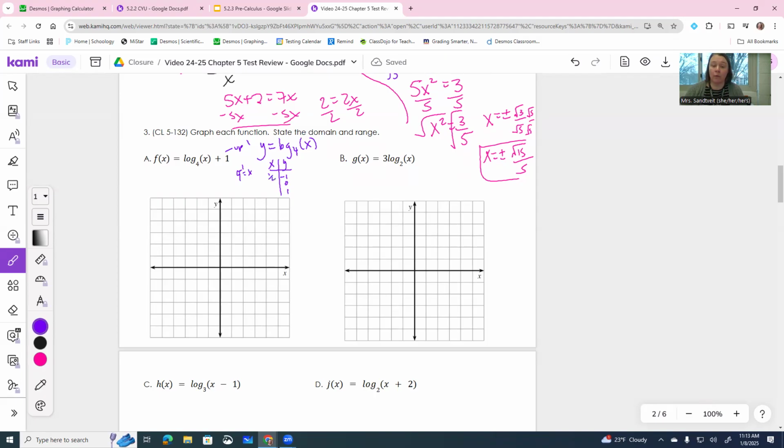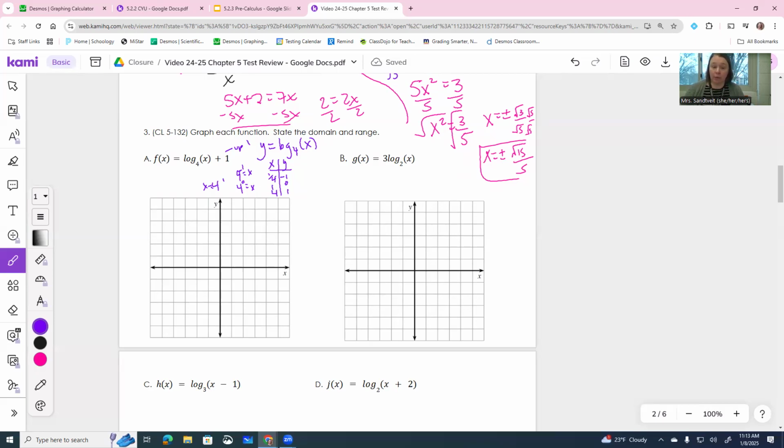So this is 1/4. Okay, for this one, I'm thinking 4 to the 0 equals x. So that's 1. And then here I'm thinking 4 to the first equals x. So that's 4. So that's my parent function without any sort of transformation on it.